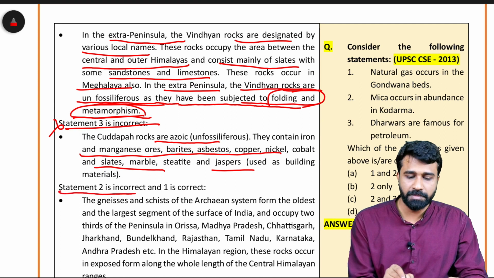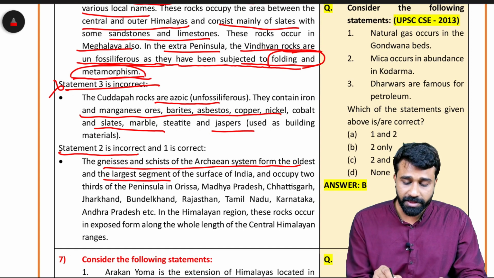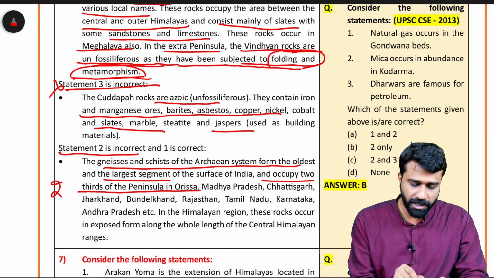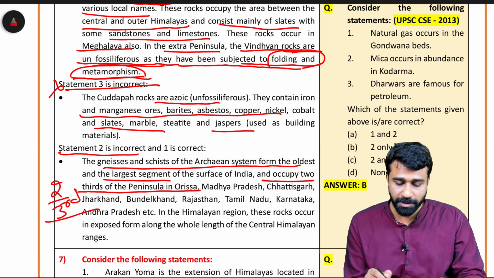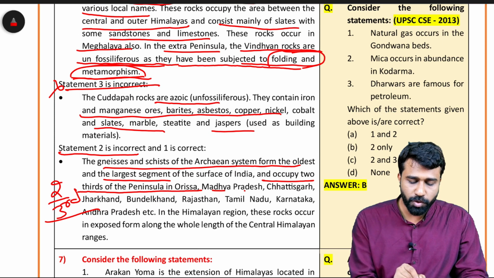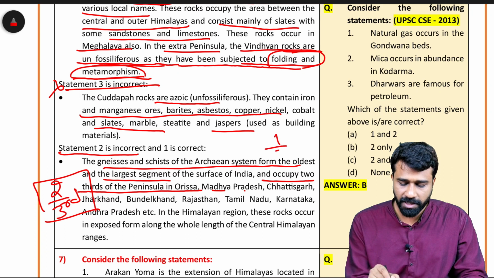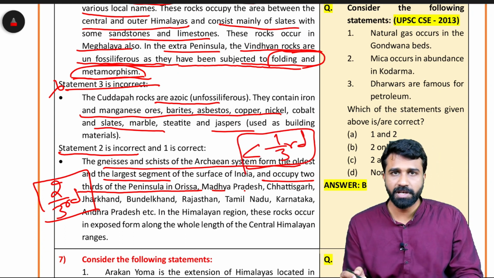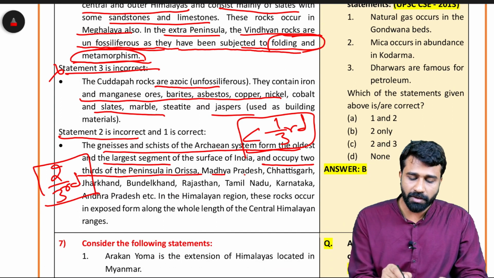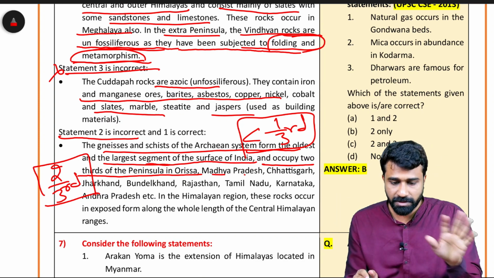Next, coming to the second statement, this is incorrect. Just now I told you the gneiss of the Archean system forms the oldest rock system and they occupy two-thirds of the Indian peninsular geological time scale. They occupy around two-thirds, not the Dharwar rock system. In the Dharwar rock system the age is less than one-third. The Archean gneiss system has around two-thirds, which is a large segment of the surface of India. That is the Archean system, not the Dharwar system.